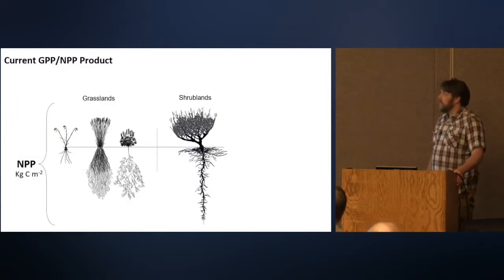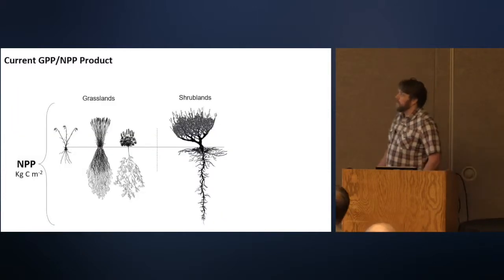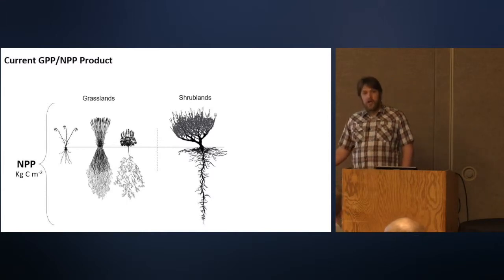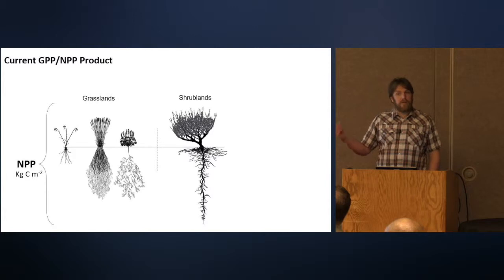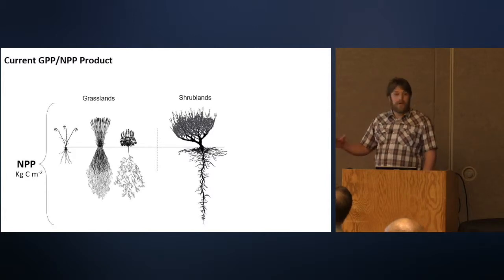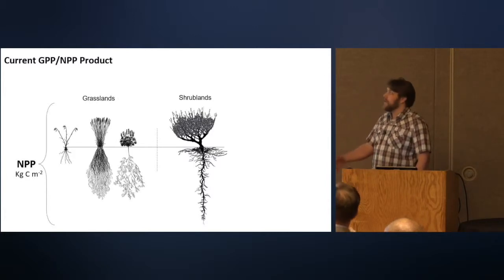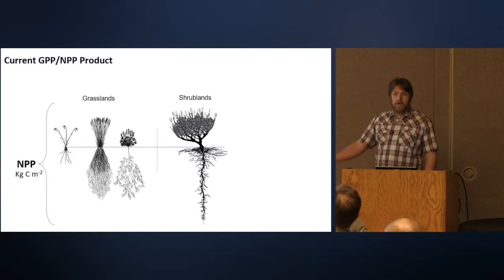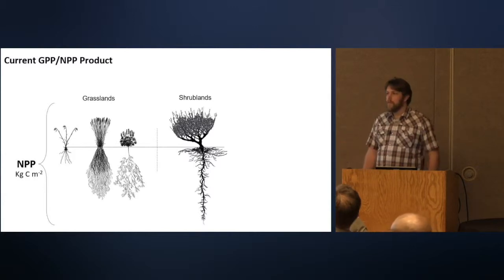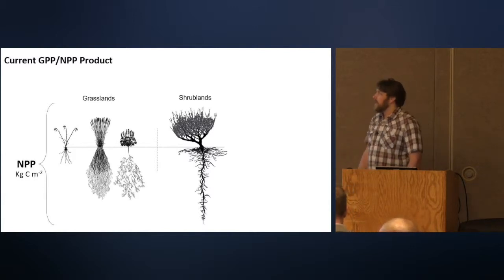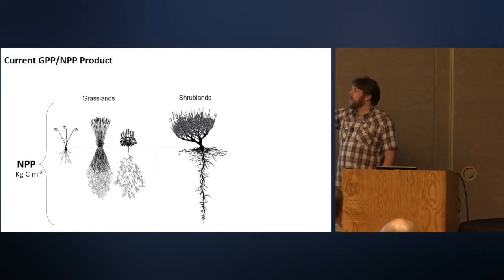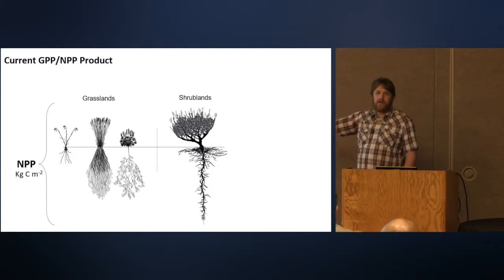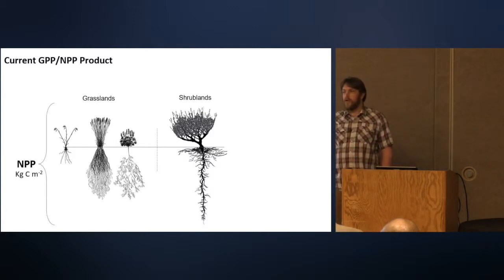So what does that product give us? Well, it gives us GPP and NPP. That's kilograms of carbon per meter squared. The GPP product is every 16 days, so kilograms carbon per meter squared for every 16 days. And the NPP product is annual, so one estimate every year. And it gives us total plant carbon, so below and above ground carbon. And we can split that up into grasses and shrublands based on the NLCD, National Land Cover Data Set.